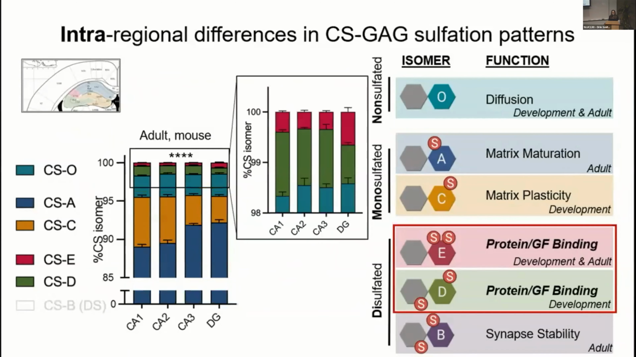And when we took a look at the disulfated isomers, they corroborated this initial finding, where the most plastic, neurite extension and circuit formation isomer, the D unit, was highest in the CA1, while the PNN stabilizer isomer, the E unit in red, was highest in the dentate gyrus.